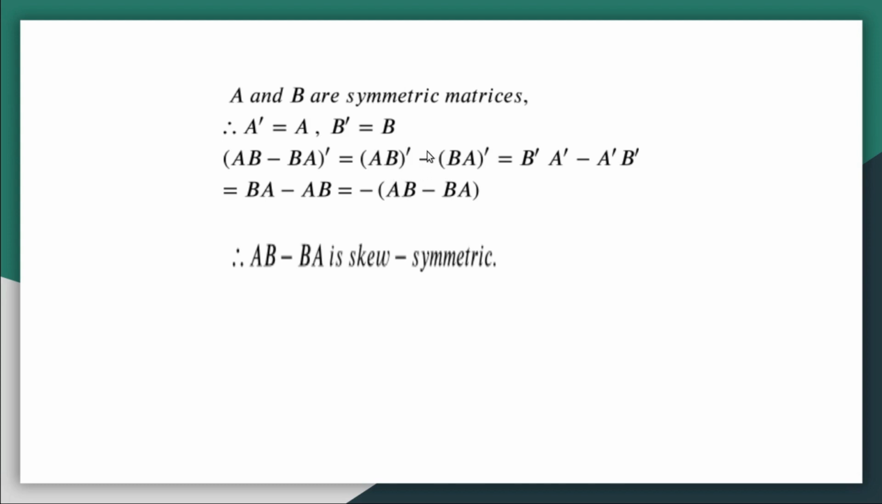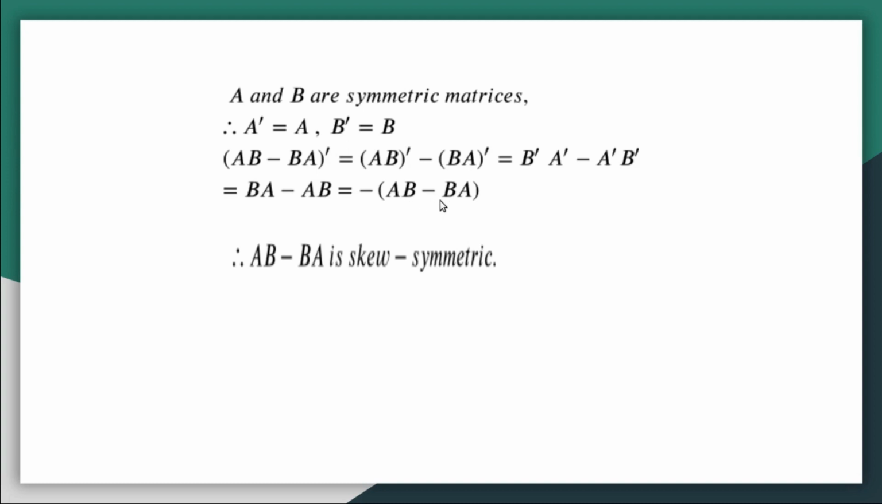We know that (AB) transpose is B transpose into A transpose, using properties of transpose. Now (BA) transpose is A transpose into B transpose. So B transpose A transpose minus A transpose B transpose, and we know that B transpose is B, A transpose is A. So this becomes BA minus AB. Now take a minus sign outside. So this is equal to minus of (AB minus BA). So (AB minus BA) transpose equals minus of (AB minus BA).